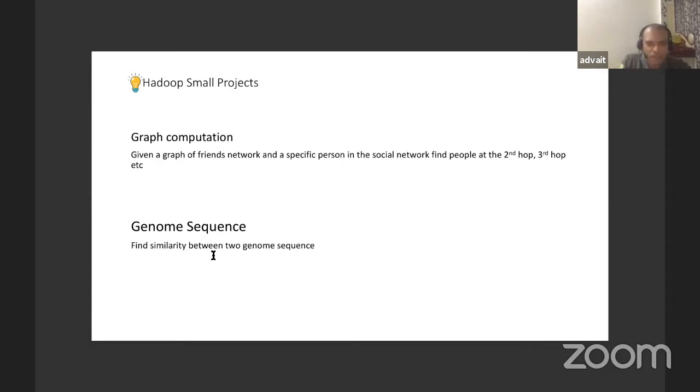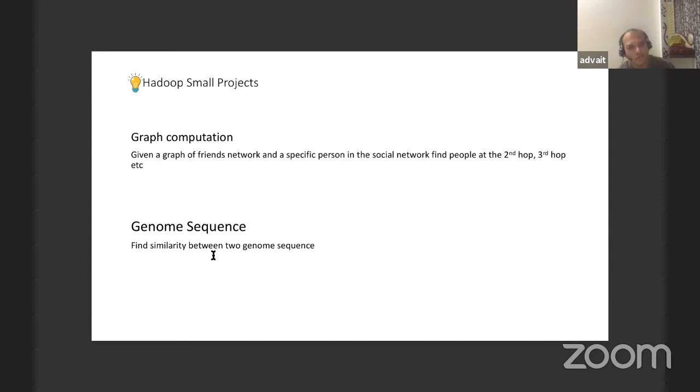Another project is the genome sequence similarity. So genomes are very large in size. Typically a human genome can take up to 1 GB of storage on hard disk. That's how large they are.